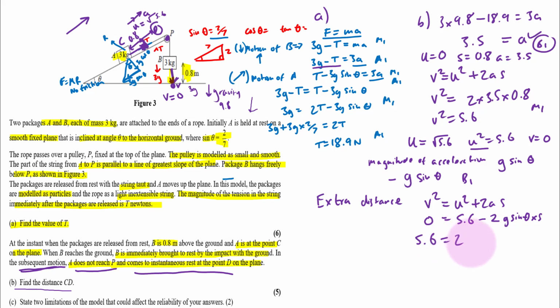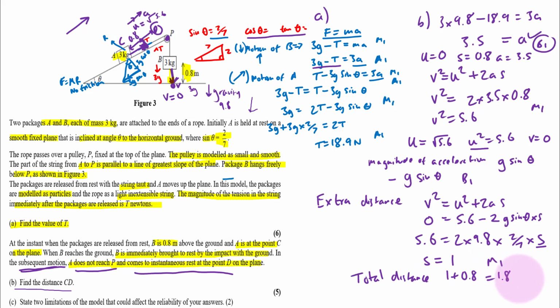5.6 equals 2 times 9.8 times 2 over 7 at the beginning, hence we did not need to mess around with this, times s, that's the distance, and that will give us s equals 1 once we work that out. So the total distance, that's another method mark, so the total distance is our 1 plus the 0.8 at the start equals 1.8, and that's our final answer mark.